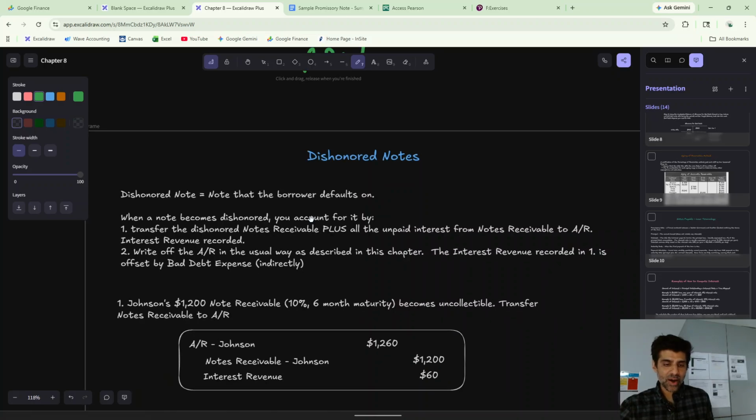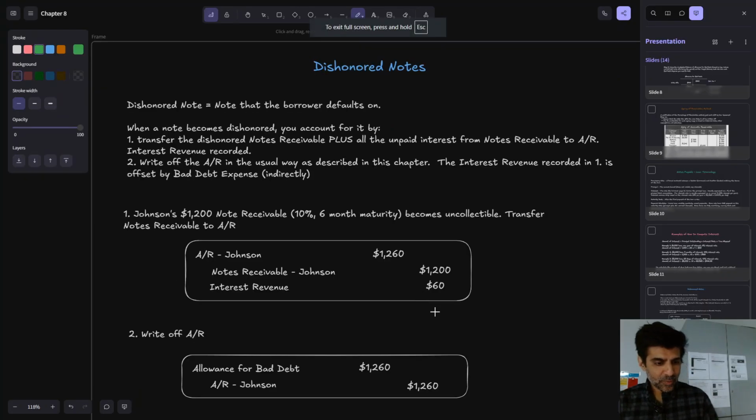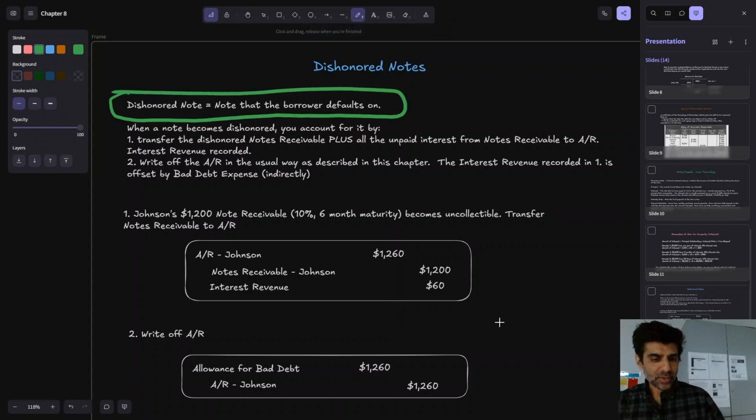Okay. So this is kind of an odd little topic in this chapter. It's not an account receivable that's unpaid. It's a dishonored note. So this is kind of the equivalent of when someone doesn't pay a note payable. So what happens there? Again, a dishonored note is a note that the borrower defaults on.